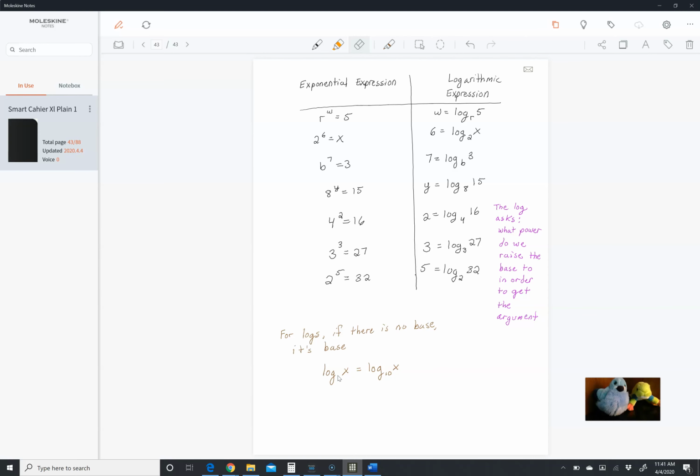The idea is that because it's so common, we don't want to have to write it every time. The thing is that there's another base that's very, very common, and that's base e. Okay, so e to the x is called the natural exponential function. We talked about this in the last lecture.